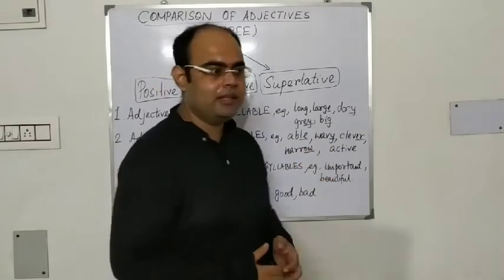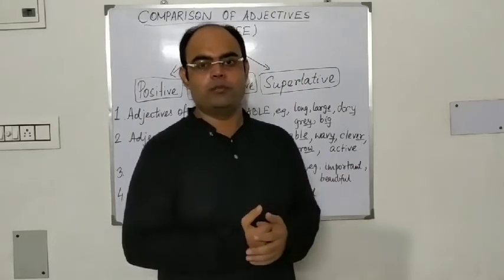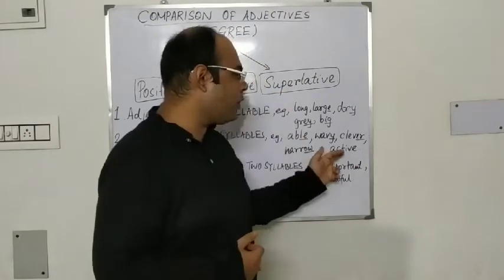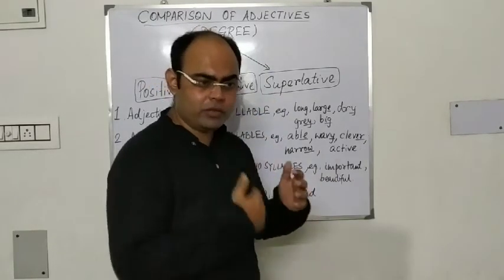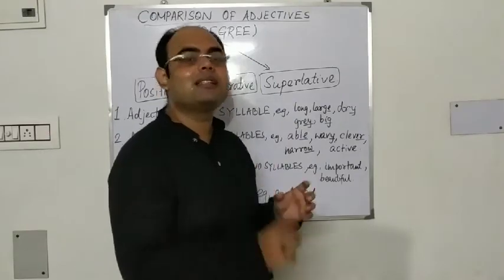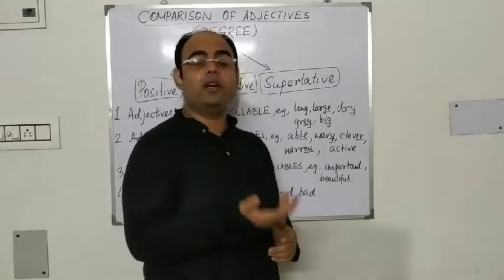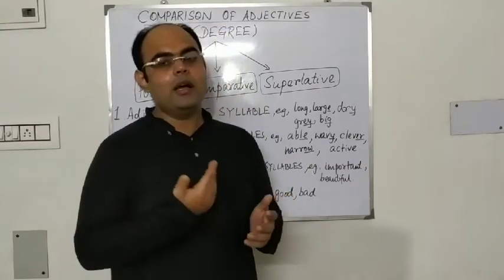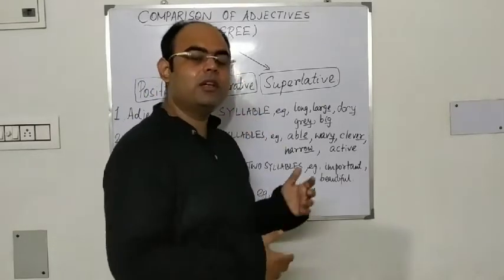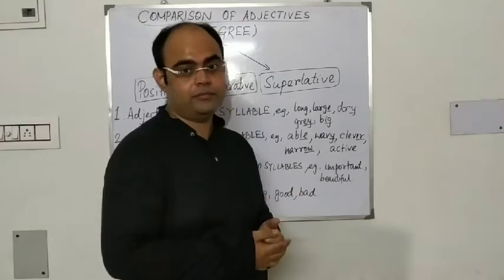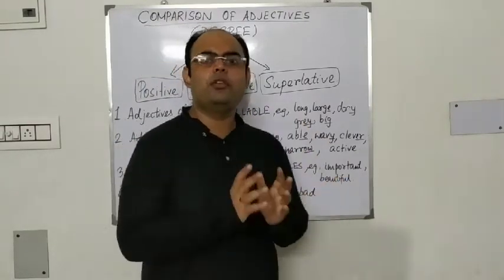But if it is something other than ending with LE, Y, ER or OW, then in that case, we add more before the word. So active becomes more active, when the comparison is showing something more. But if we try to show something less, then we'll add less. So more active or less active in case of comparative degree. In case of superlative degree, similarly we add most or least before the word. So it will be most active or least active. So this is the case with adjectives of 2 syllables.